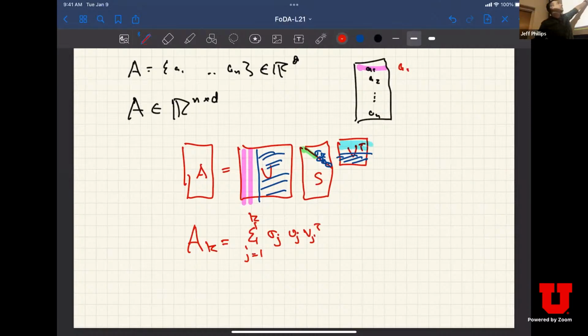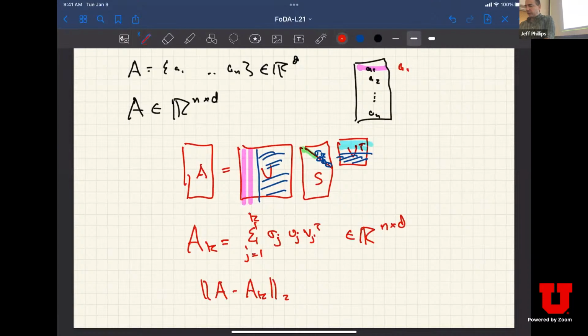This is the best approximation. This is still an element in R^(n times d), and if I measure A minus A_k with either the 2 norm or the Frobenius norm, then this is the optimal way of doing this. That's minimizing this error. Okay, this is another way of thinking about singular value decomposition.